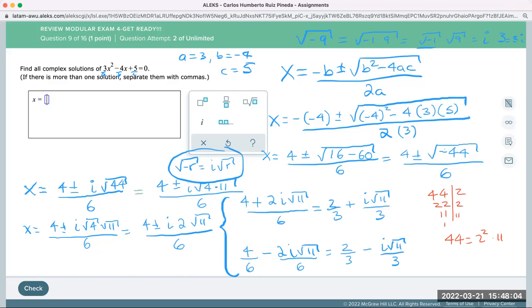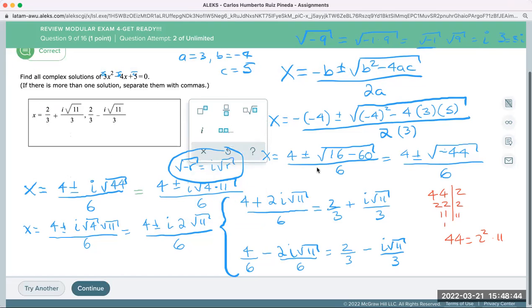So let us write these solutions. I know it's a long process, but we need to do it. So the first one is going to be 2/3 plus i square root of 11, and all of this divided by 3. The next one is pretty much the same thing. The only thing that will be changing is the negative sign, right? So here, I just need to change the sign with a minus. And I'm done. And that's it.